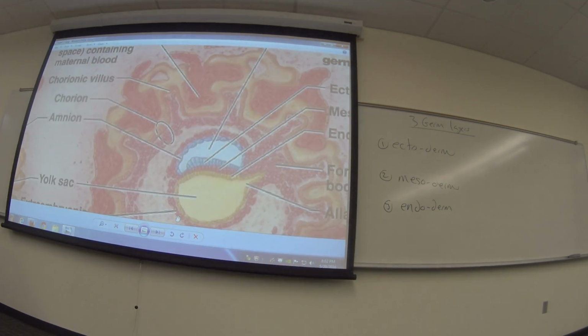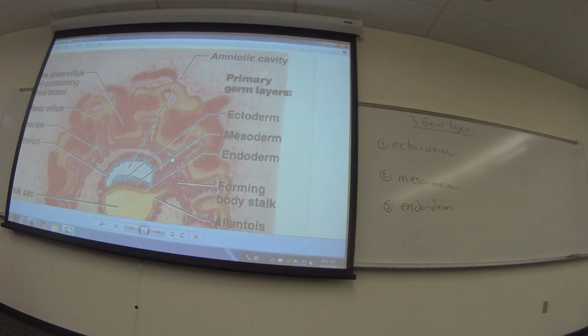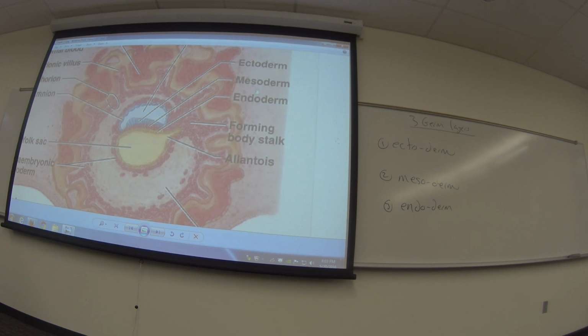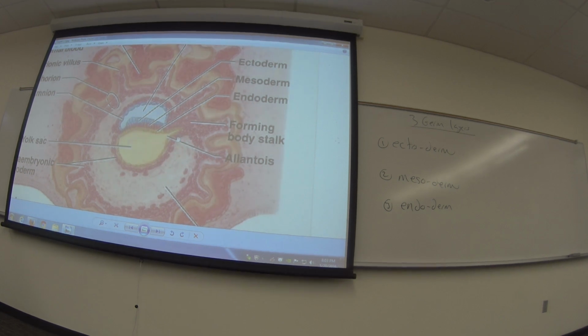If you look at my picture, the blue, the red, the yellow, these are my germ layers. There's an outer one in blue, a middle one in red, the inner one in yellow. So we have 3 layers that form in the gastrulation event.